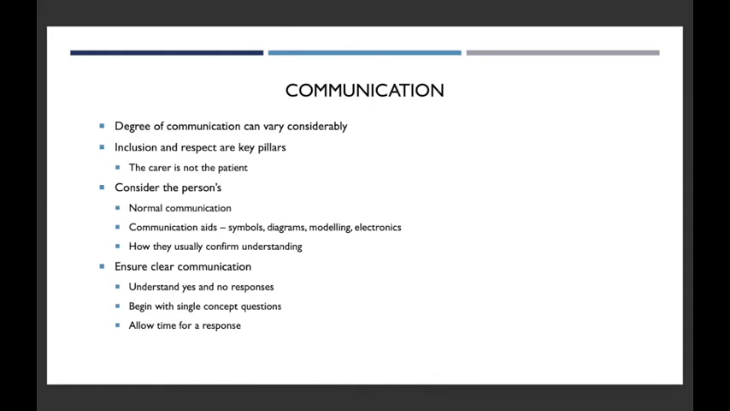Consider the patient's normal level of communication and also how they communicate. So whether they use a symbols book, electronics. For example, if there was an OSCE station on this, we did have to communicate to someone what's in the room to help you work your way around that. Are they going to want to use a symbols chart to communicate with you? And how do they usually confirm understanding? How do you know that everything you're saying they're actually getting? So that's a really good thing to establish. What's their yes and what's their no?